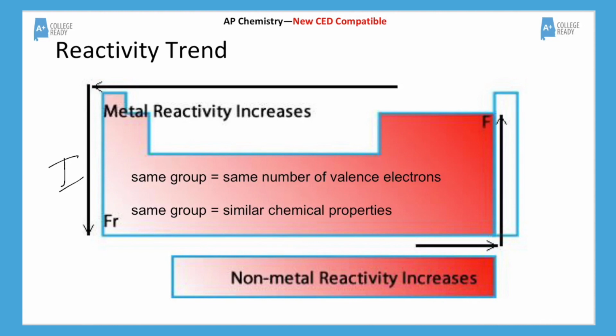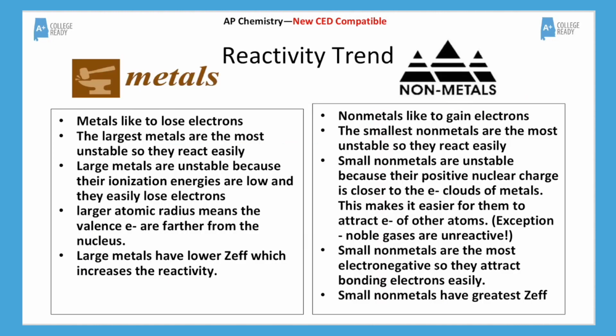And so, again, just remember that same group, similar properties. The similar properties are coming from the valence electrons. And really, when we talk about reactivity, for metals it's about ionization energy, and for nonmetals it's about electron affinity. Here's just some properties you might want to look over. We're going to talk about this term Zeff in just a moment, but this just kind of sums up properties of metals versus nonmetals.